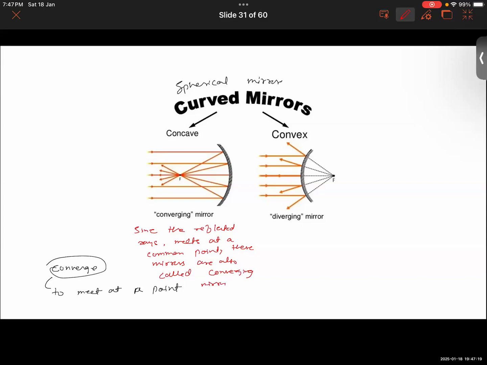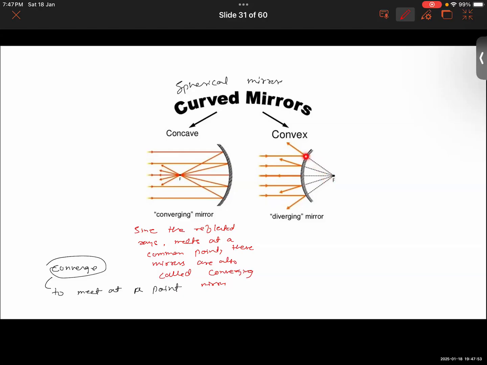Now, take a look at the convex mirror, whose reflecting surface is bulging outward. It is bent outward. What is happening in this case? The rays of light after reflection bounce back in different directions. Are they coming to meet at a point, or do they only appear to be meeting at a point? We have drawn these dotted lines behind the mirror. The rays of light are not actually passing through this mirror. Razan, Aman, you getting it?